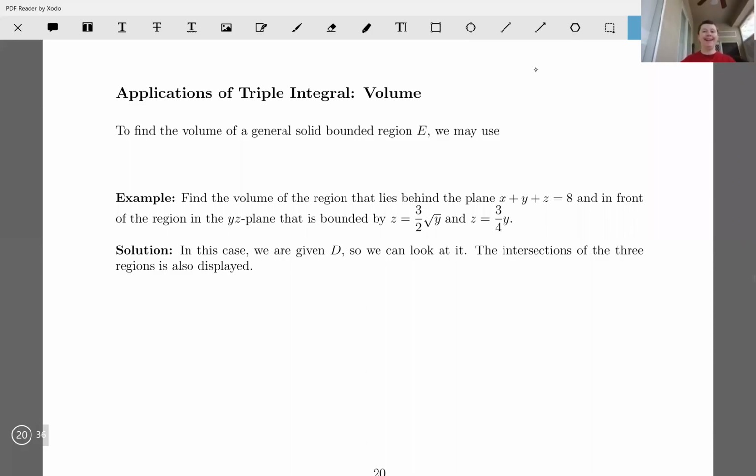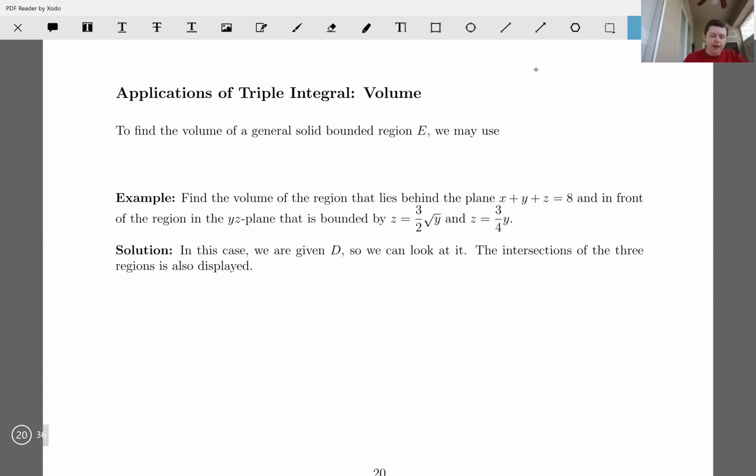I'm back. Okay, so here we go. Right now what we're going to talk about is applications of the triple integral, specifically volume right now. We're going to talk about a couple of other things and another application. So we're going to do a couple of applications.